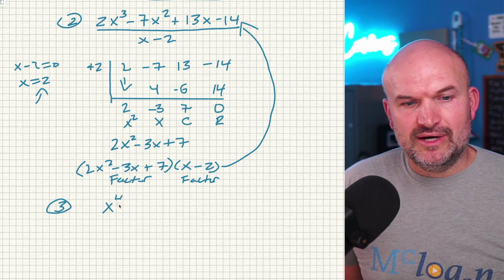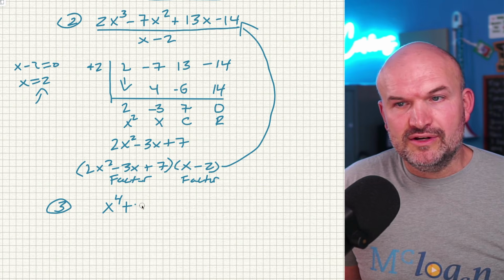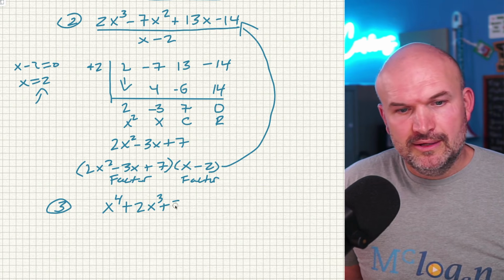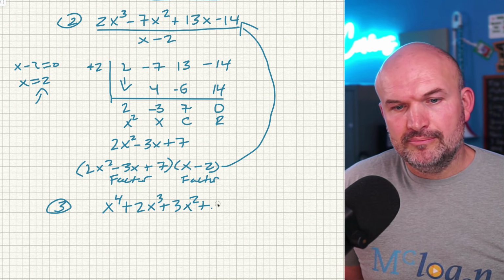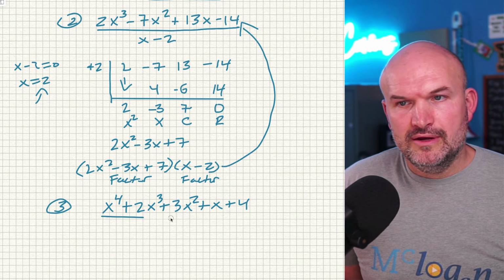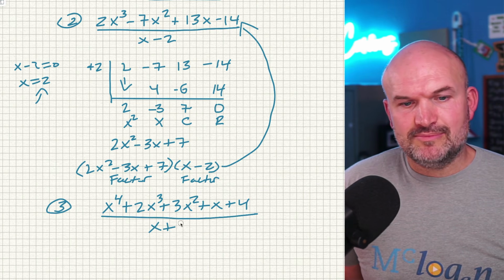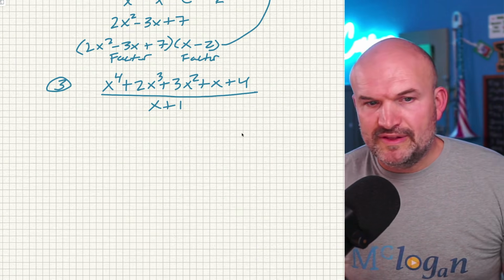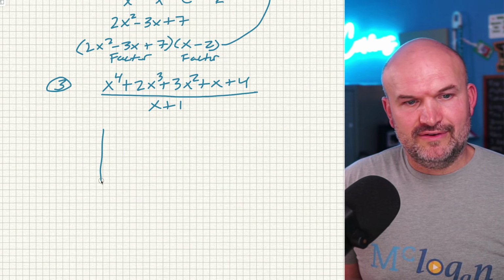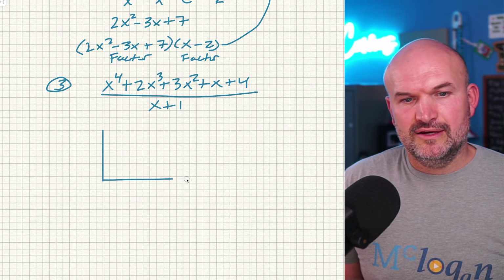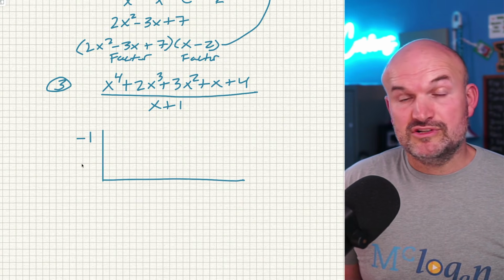All right, let's just do another one. Let's raise the power here to x to the 4th. So I get x to the 4th plus 2x cubed plus 3x squared plus x plus 4. And let's divide this by x plus 1. Okay, so hopefully at this point you're starting to get the hang of it. We create our nice little box. We find our k, which in this case is going to be a -1.